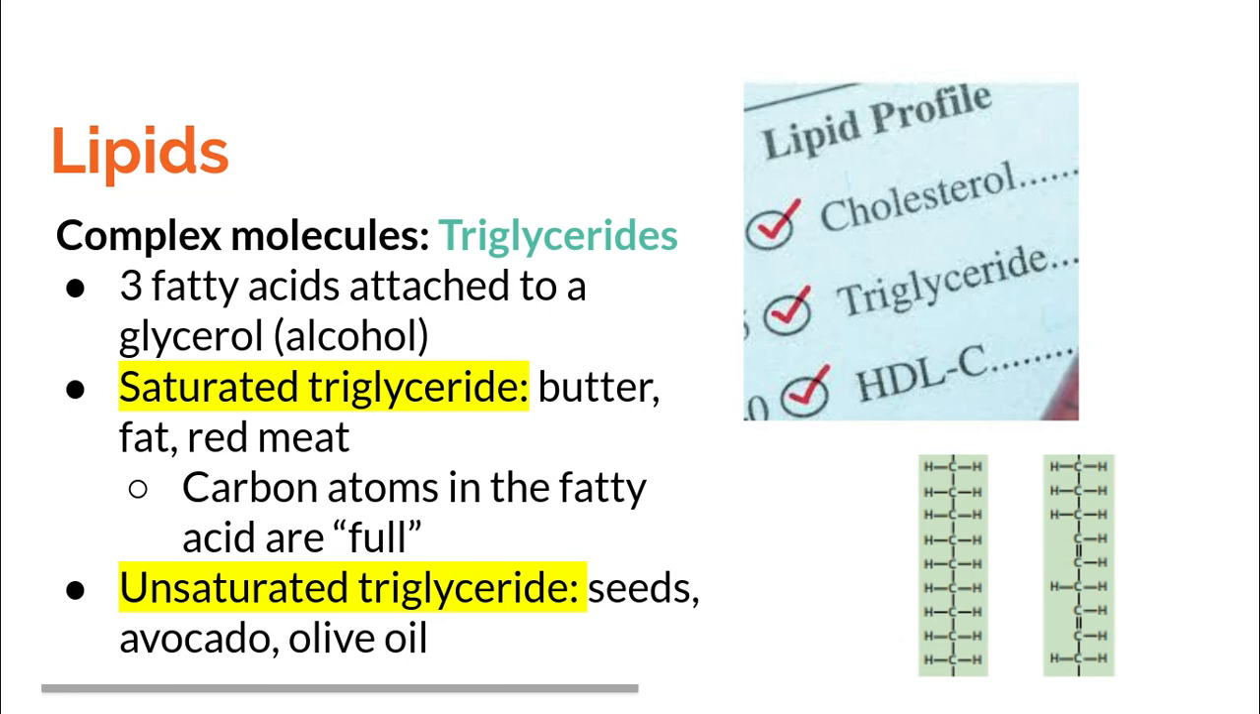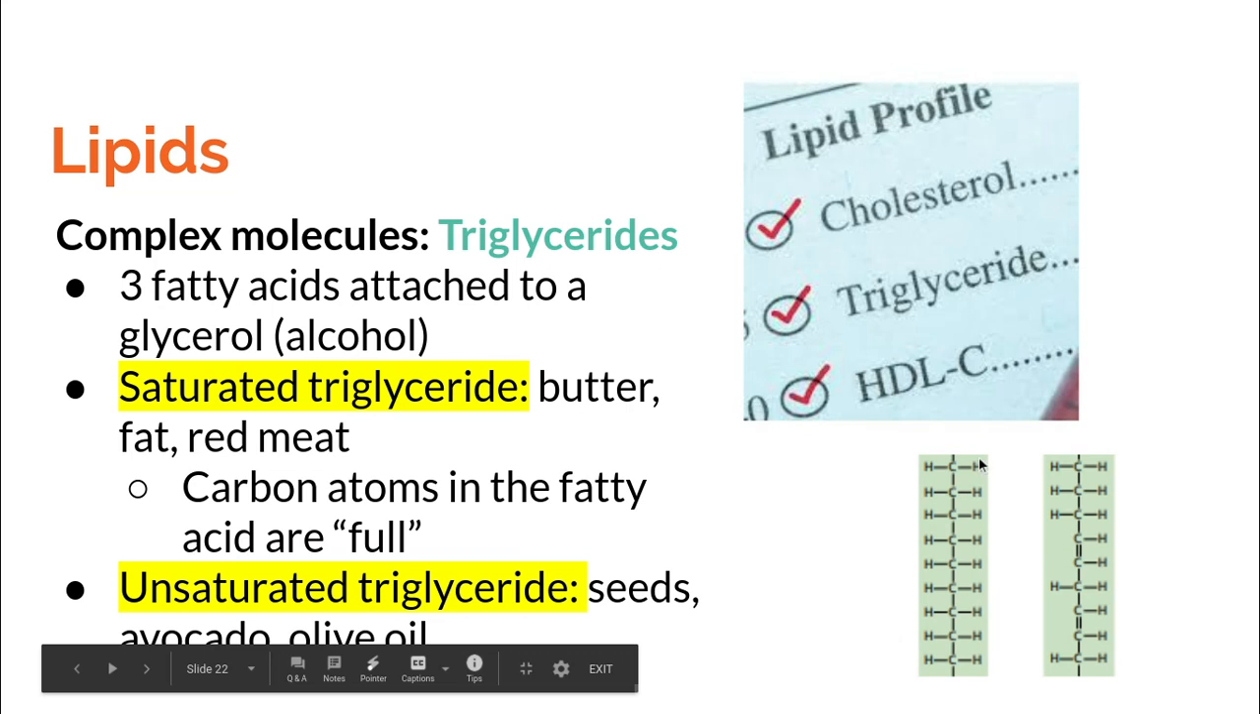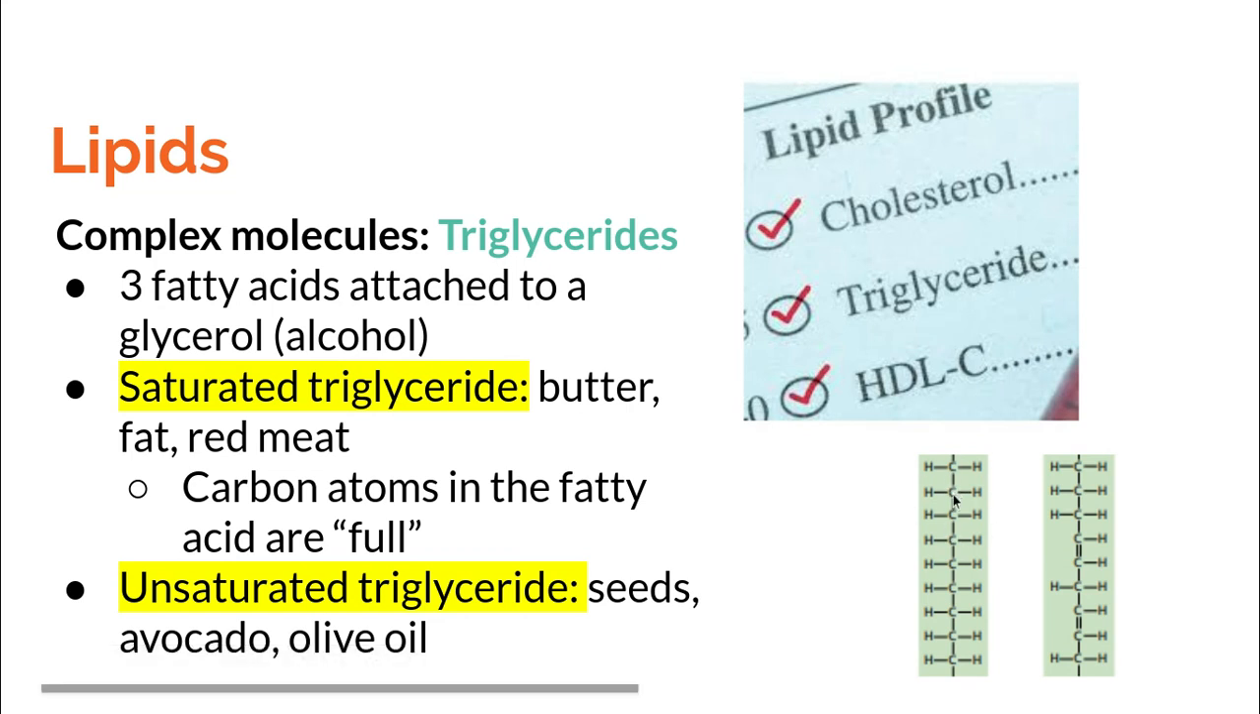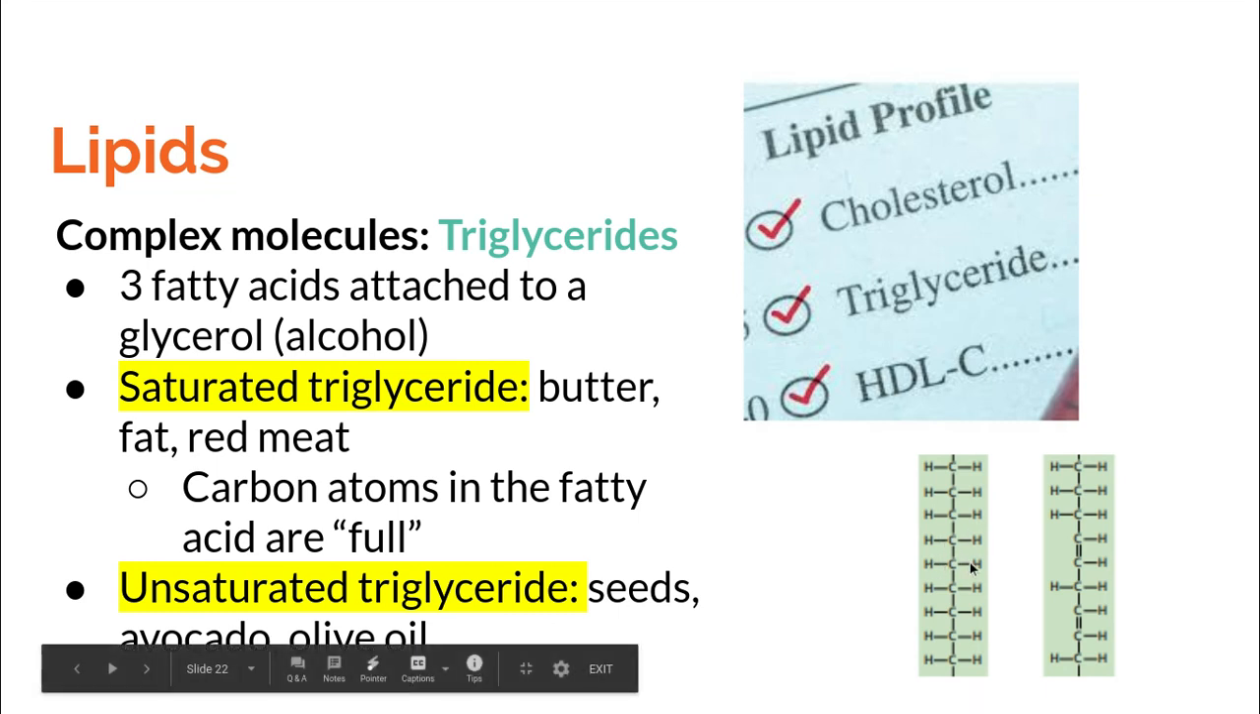Things like butter, fried food, red meat. These carbon atoms are called saturated because they're full. So take a look over here. This is an example of a saturated triglyceride. Every carbon has all of its bonds filled with hydrogen, or it's connected to another carbon. So all 4 points, full.